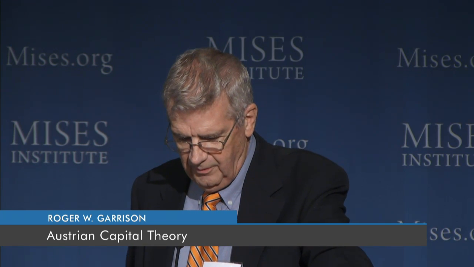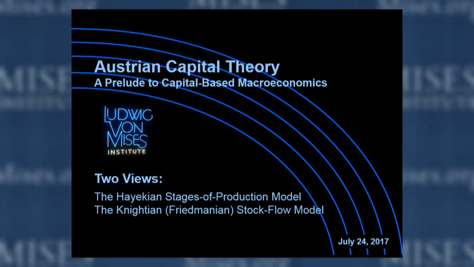I'm going to look at two views. One is the Hayek stages of production model, and I'm going to contrast it with the Knightian, Frank Knight, stock flow model. And I put in Friedmanian because Friedmanian bought in pretty heavily to the Knightian capital theory, as we'll see in this show. And for several reasons, I'm going to neglect Keynes's animal spirits model. Okay? I think we can do without that.